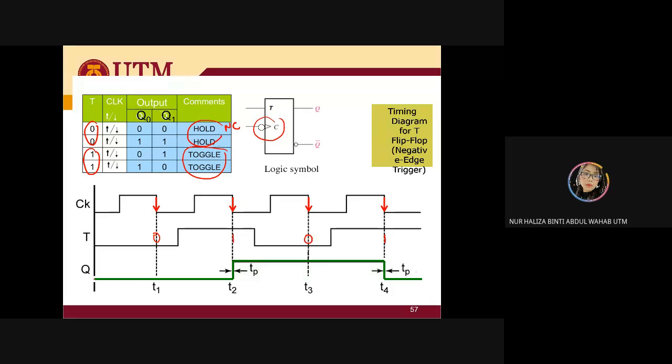Then from initial 0, when I see a 0, no change. I will continue until I meet another clock. And it will be 1. 1 will toggle until I meet another clock. Here will be 0. 0 means no change. So I will continue until I meet another clock here. I have 1, which means I'm going to toggle. So this is my answer.